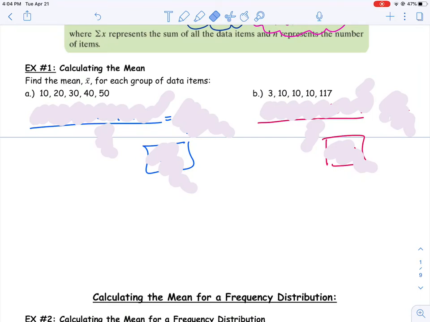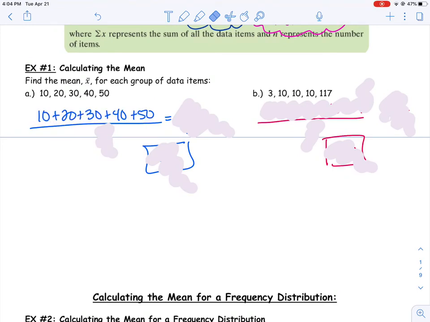If you look at the data items in part A, they're pretty close together. Somebody lost 10 pounds, somebody lost 20 pounds, all the way up to 50 pounds. In set B, somebody only lost 3 pounds, where one person lost 117 pounds. So that range is widespread. The data items look very different. But what if I asked you to calculate the mean for each of these sets? Remember, that's adding them all up and dividing by however many items we have. So I would like you to do that.